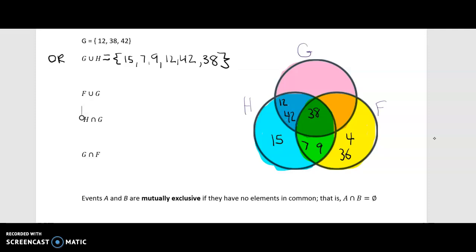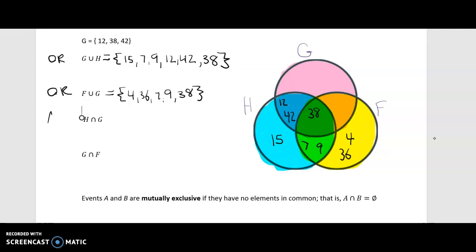Now we have F union G, meaning the numbers are in Fitzgerald or Gagnon or both. Well, in just the Fitzgerald family, we have 4, 36, 7, and 9. There's nothing in the dark orange section, which is where Gagnon and Fitzgerald overlap without belonging to Hammond. But in the dark green section, we have 38, which is where all three overlap. But once again, for this problem, we don't care if it's in Hammond or not. So we get F union G is 4, 36, 7, 9, and 38.